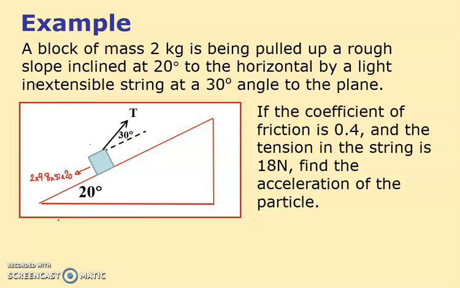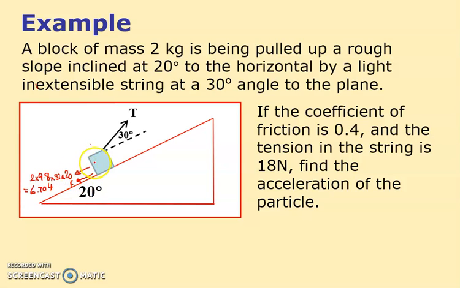So I might as well type that in. 2 times 9.8 times sine 20. Make sure you're in degrees. I get 6.704. Now it's not the only thing that's acting in that direction, because it does also say, by the way, it's being pulled up the slope, so there must be a friction coming down here as well, but I'll worry about that in a bit.